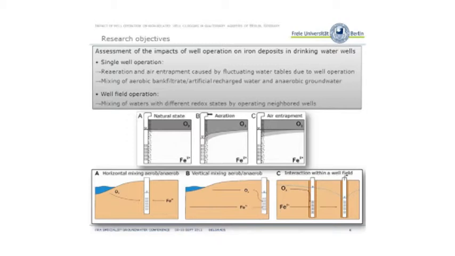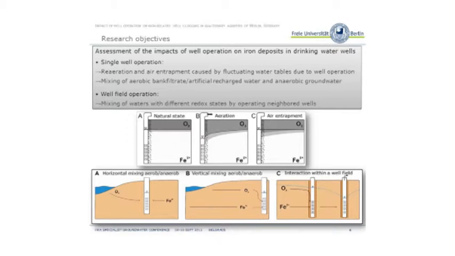Therefore, we differentiate between a single well operation and well field operation. So single well operation can cause a reaeration and entrapment of air caused by the fluctuating water table due to the well operation. And as well, it could happen that you have a mixing of aerobic bank filtrate or artificially recharged water and anaerobic groundwater, so from different sides of the well.